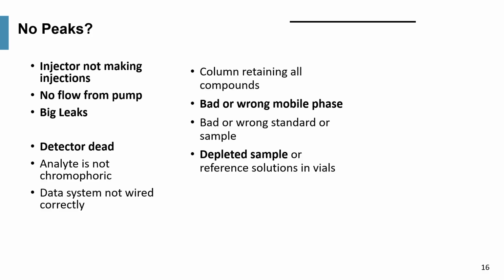No peak is indeed a big problem. It can be due to multiple causes: injector not working properly, no flow from the pump, big leak, detector not working, column retaining all the compounds, you're using the wrong mobile phase, you're injecting the wrong standard, or if you are doing method development and injecting the same cocktail or mixture, the sample can be depleted without you realizing it.